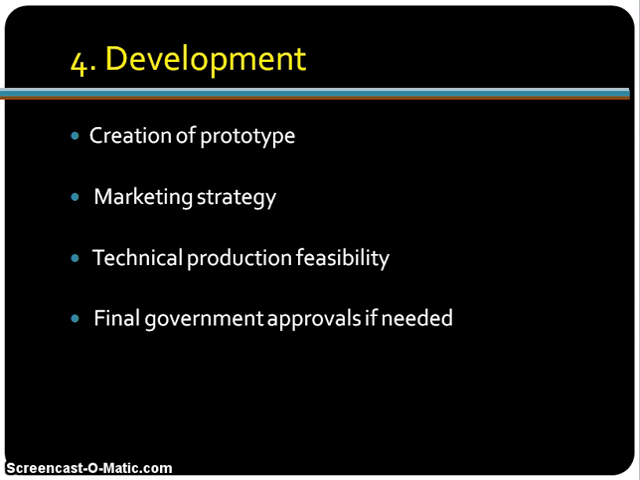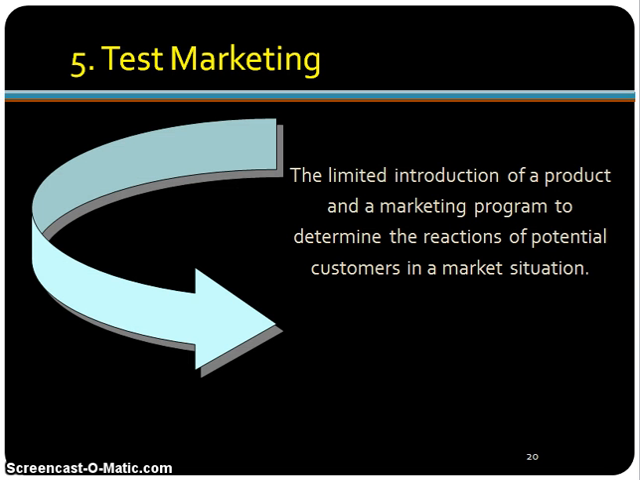The fourth step is to develop the new idea, and this is where you work on your marketing plan. You look at the technical production feasibility. What additional machinery will I need? Do I need some government approvals in order to market this new product?